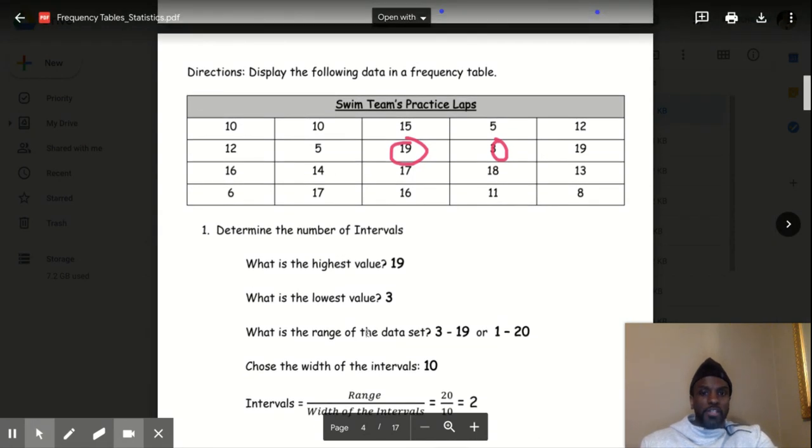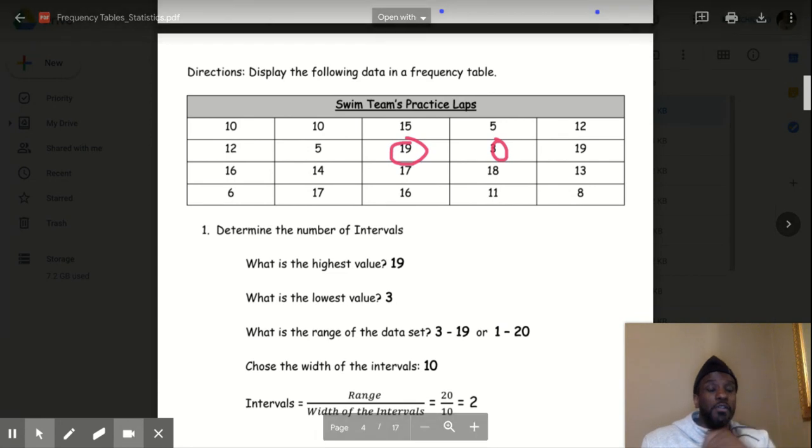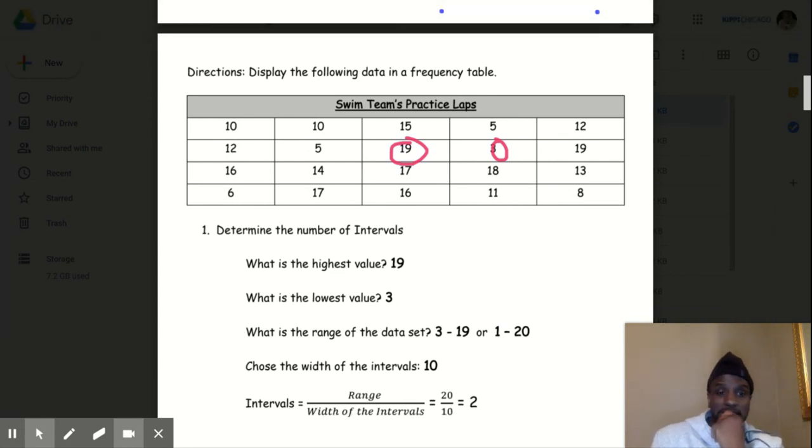What is the range of the data set? I go from 3 to 19. So I need a range that's going to cover 3 to 19. So I'm going to say what covers 3 to 19.